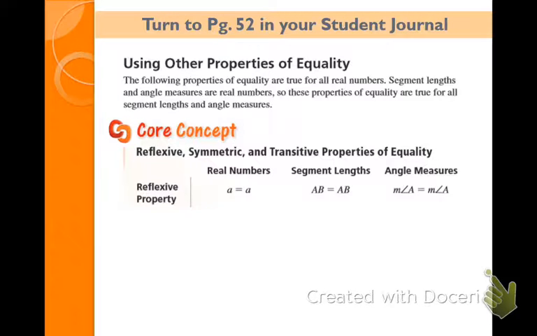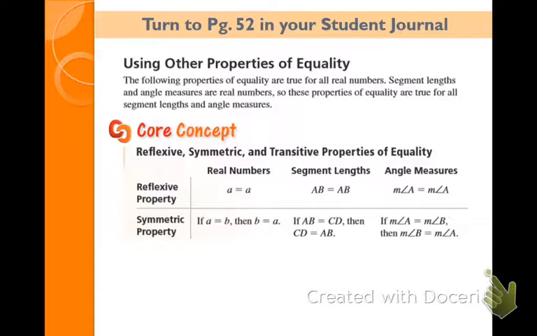The second property is symmetric. You use this often. For those of you who don't like it if the answer was 4 equals x, you flip it to x equals 4. That is the symmetric property. You'll see here, if A equals B, then B equals A. If AB equals CD, then CD equals AB, and so on and so forth. You just flip them. These are the 3 boxes in this page, just so we know.